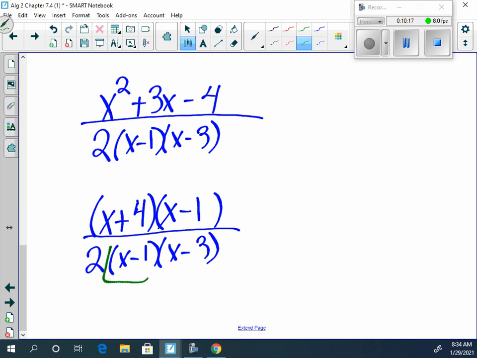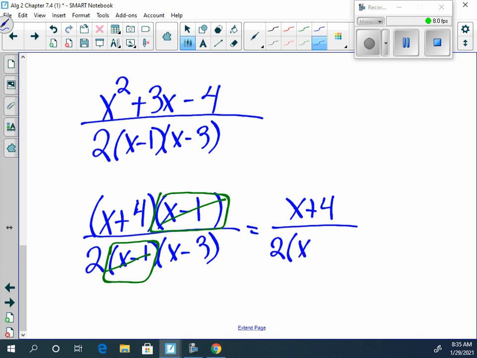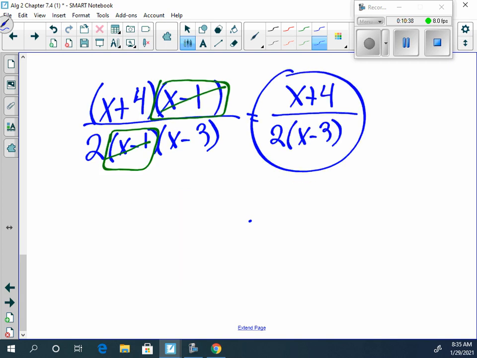Wait a minute. These are the same on top and bottom, so they would cancel, leaving us with just x plus 4 over 2 times x minus 3. And this here would be the answer.